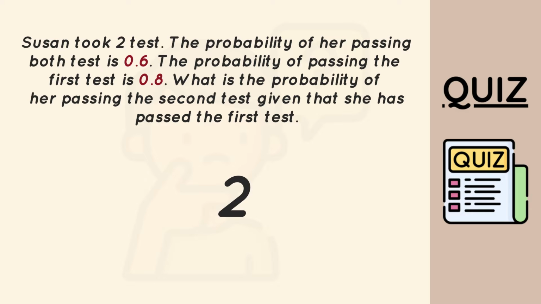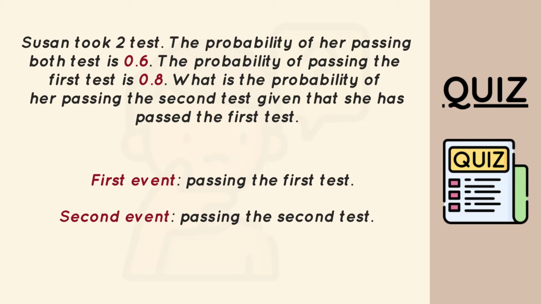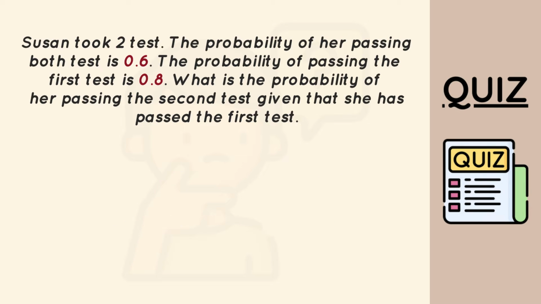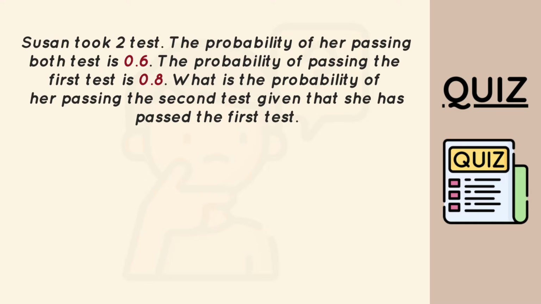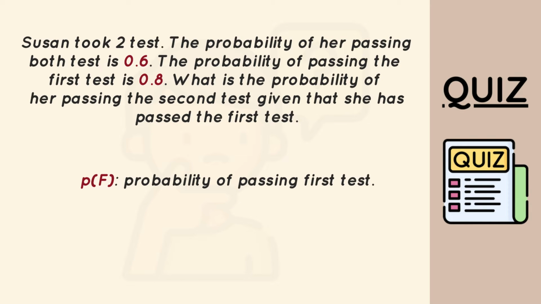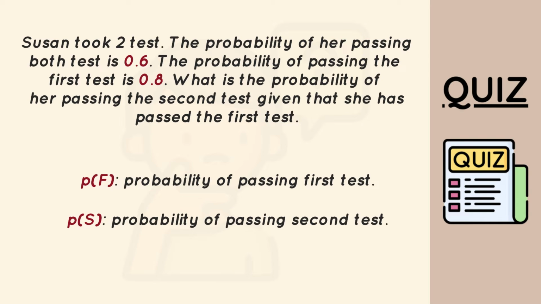So we have two events right here, and that is the event of her passing the first test and the second event is the event of her passing the second test. So we can say let F represent the event of her passing the first test and S represents the event of her passing the second test. So that means the probability of her passing the first test is denoted as P(F), and the probability of her passing the second test is given as P(S).